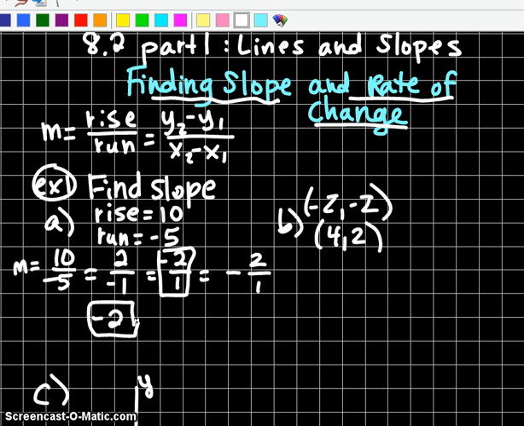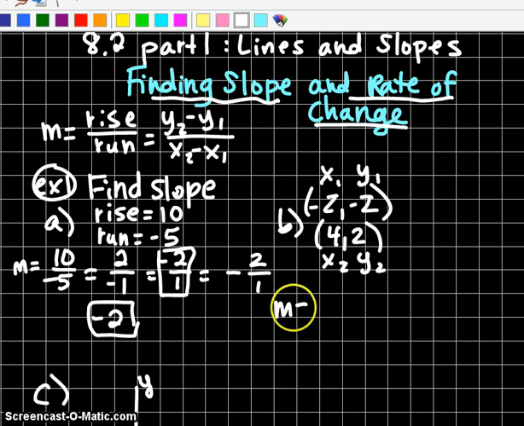For part B, they actually have given us 2 points that a line goes through. What I want to do then is I want to use this formula, and you can just decide which point you want to have be point 1 and which one you want to have be point 2. It doesn't matter. So let's say I had this one be point 1 and this one be point 2. If you had that switched, you should still get the same answer.